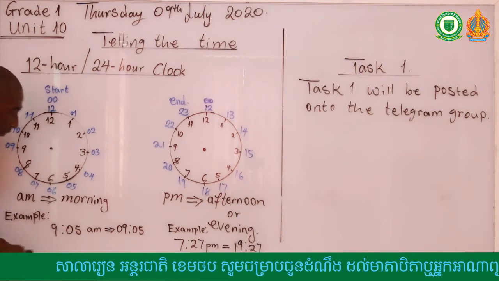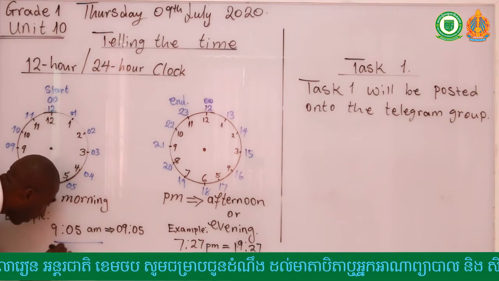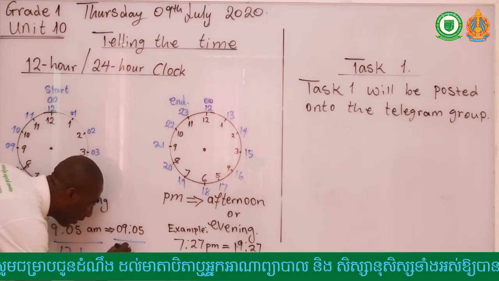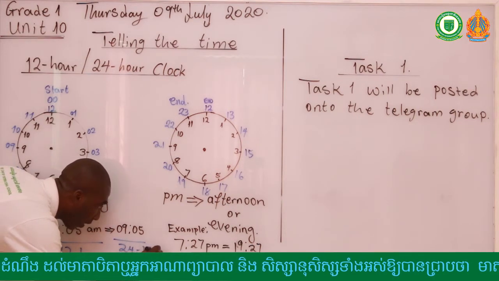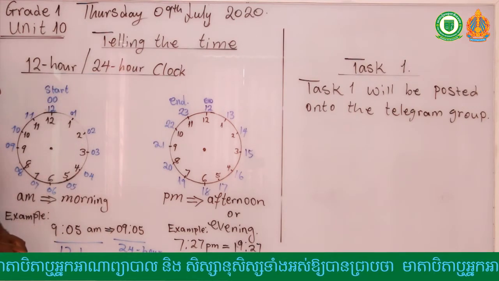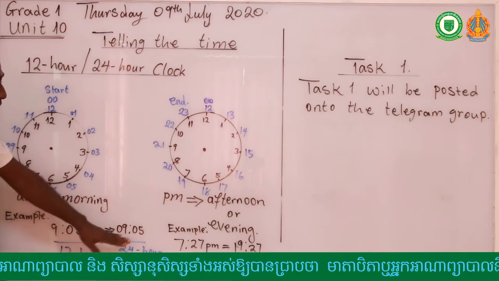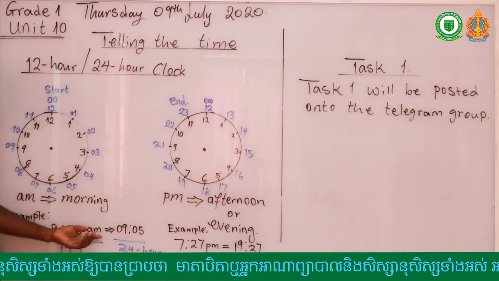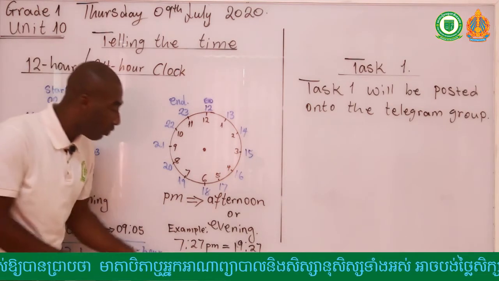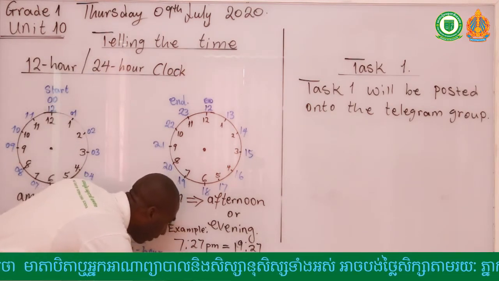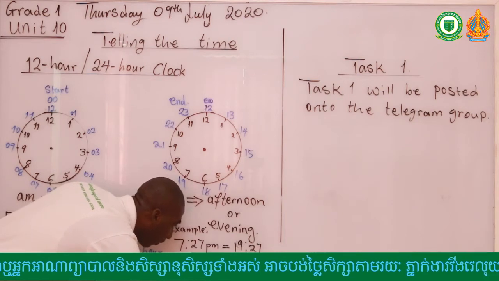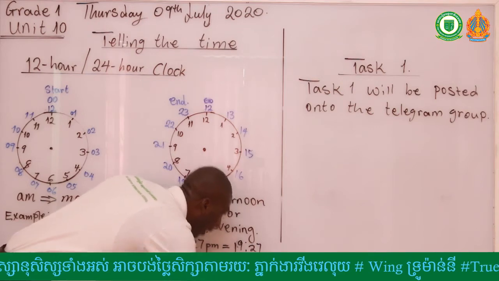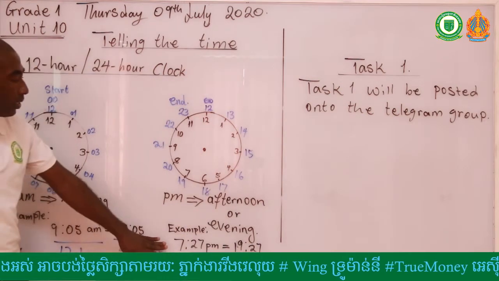So this side becomes our 12-hour, and then this side becomes our 24-hour clock. So that is the difference. In the case of the 24-hour clock, we don't use PM or AM. But in the case of the 12-hour clock, we use AM in the morning, and then we use PM in the evening, okay? Then this one becomes our 24-hour clock. So this is how we write it.